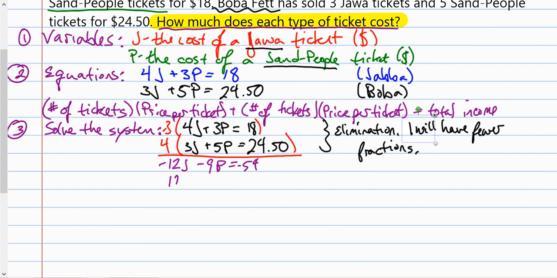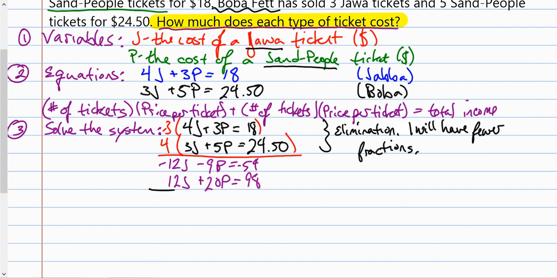I've got a 12j plus a 20p is going to give me, okay, 4 times 24.50. That's almost 4 times 25. So 4 times 25 would be 100. I subtract $2, I get 98. I'm hoping this is right. I am doing this arithmetic in my head, so we'll see.